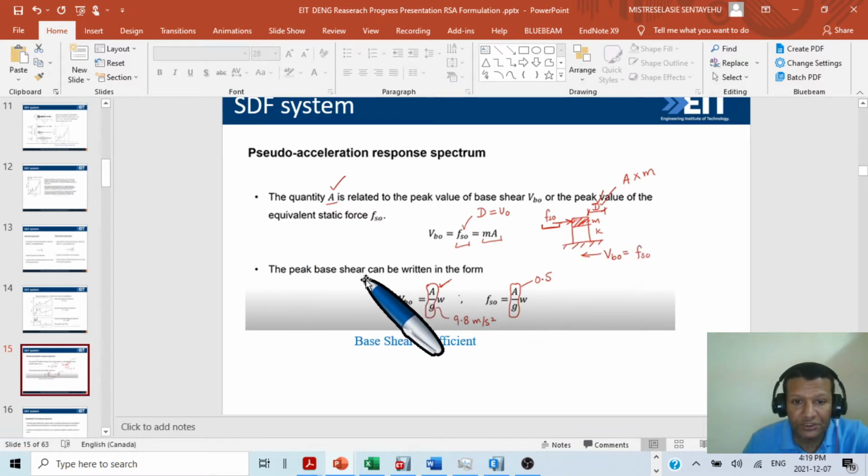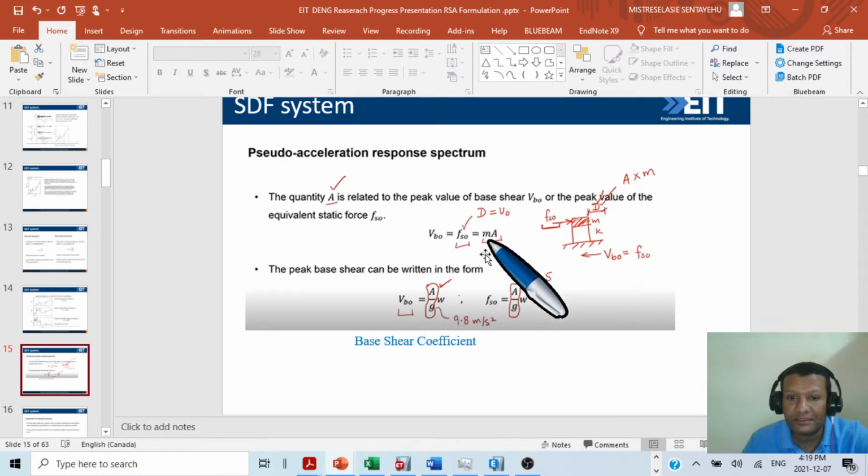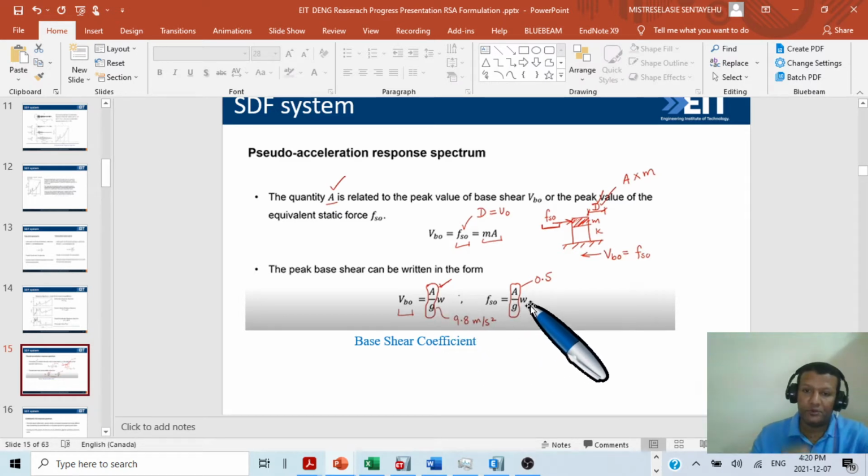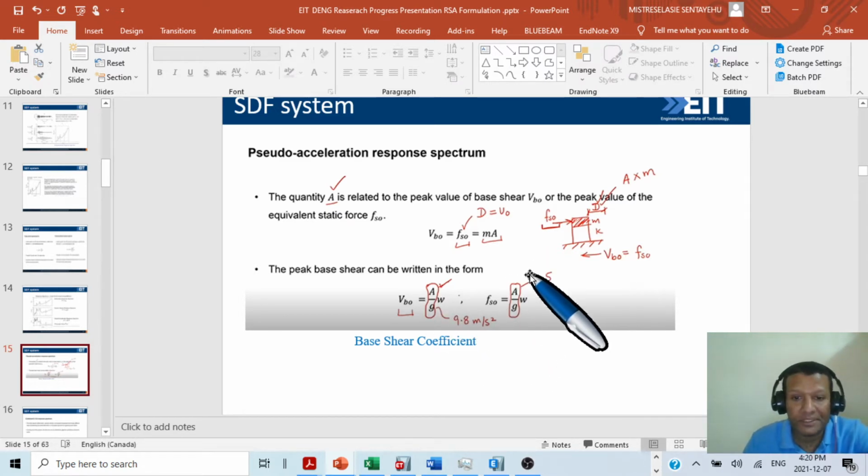So the peak base shear can be written in the form of V_bo. A over g will be our base shear coefficient, because mass is equal to weight over g. So we have W, our building weight, then A over g will be 0.5. So the base shear coefficient will be like this. g will be approximately 9.8.